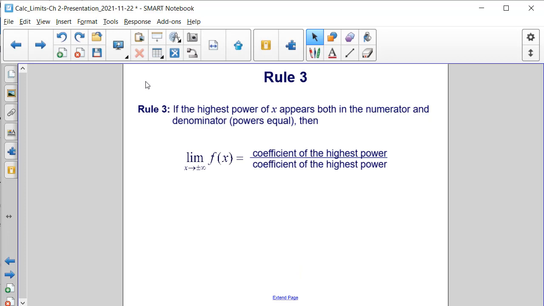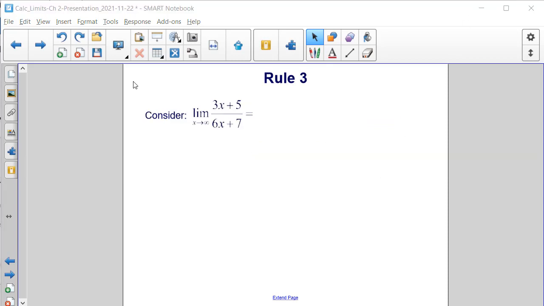Rule 3 for finding infinite limits of rational functions states that if the highest power of x appears in both the numerator and denominator, in other words, their powers are equal, then the limit of f of x as x approaches positive or negative infinity will be equal to the coefficient of the highest power in the numerator divided by the coefficient of the highest power in the denominator. Let's consider the limit of the rational function 3x plus 5 divided by the quantity 6x plus 7 as x approaches positive infinity.